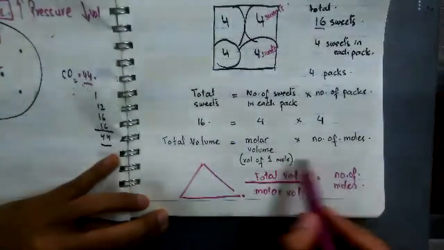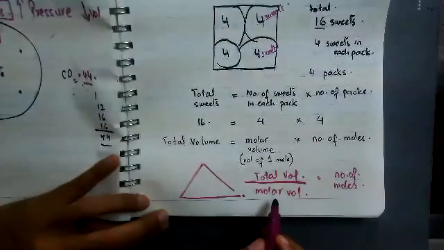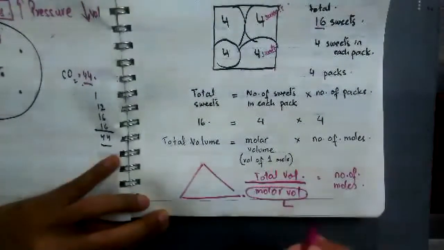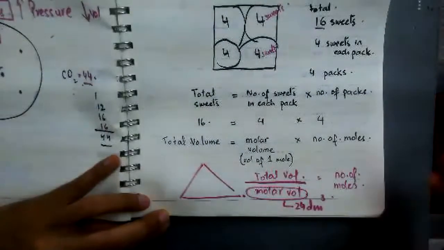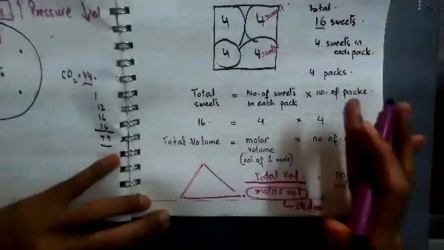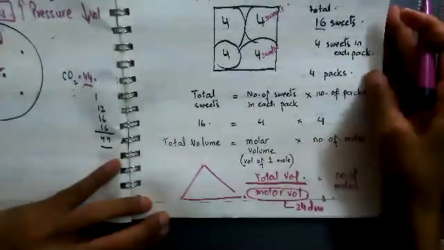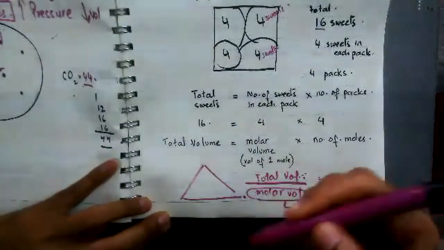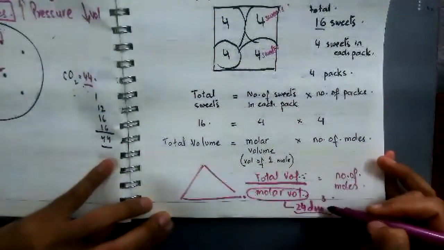Okay, so this is the formula for gases. If you want to find out the number of moles of gases, you have to use this formula. Total volume divided by the molar volume. And molar volume is always going to be 24 dm cube at room temperature and pressure. One good news is that in calculating gases, you don't have to calculate the molecular mass. You don't need to, because we are not using mass. We are using volumes, which is the same no matter what gas it is. So you don't have to worry about calculating the molecular mass of gases.